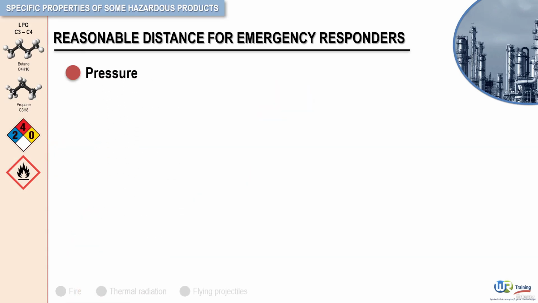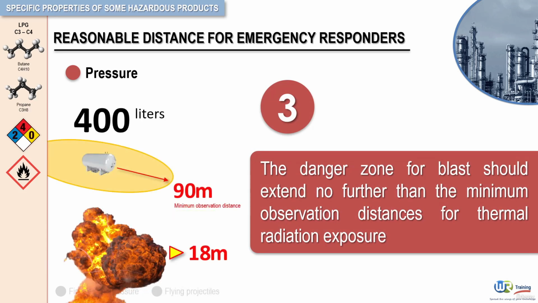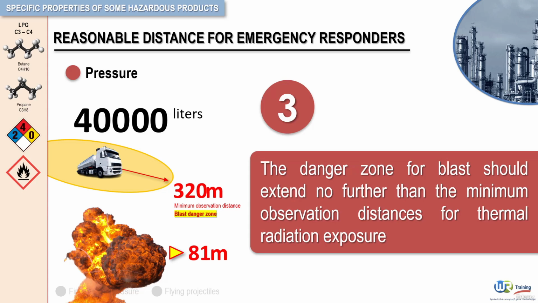The hazard related to pressure changes due to the blast must also be considered. Safety rule 3: the danger zone for blast should extend no further than the minimum observation distance for thermal radiation exposure. However, if the released vapor cloud is not ignited immediately, a delayed ignition could cause a violent explosion, and the blast from this is unpredictable and could be far-reaching.